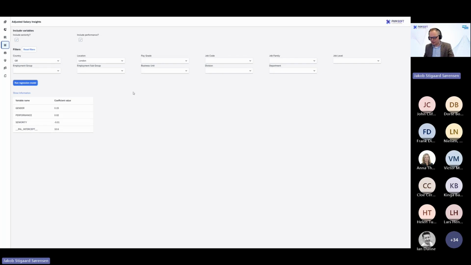So the regression analysis is sort of the beating heart of your adjusted pay scenarios. It's working directly on the data that you have. It provides you real-time insights of the data as it is.